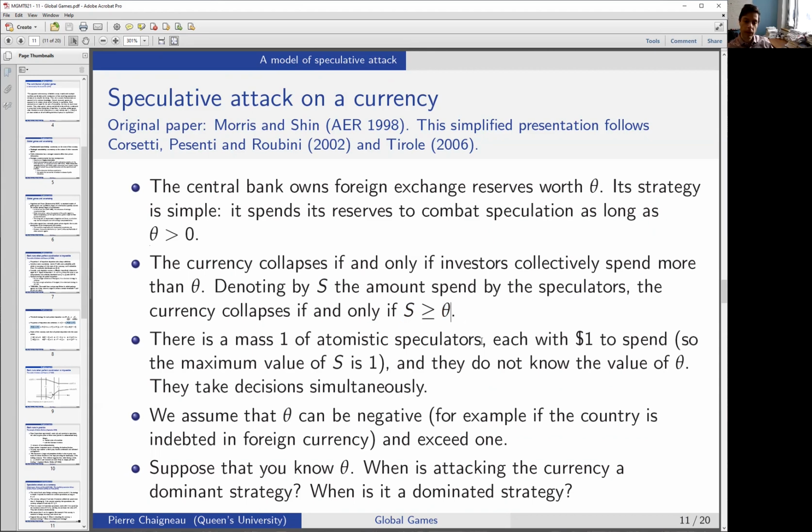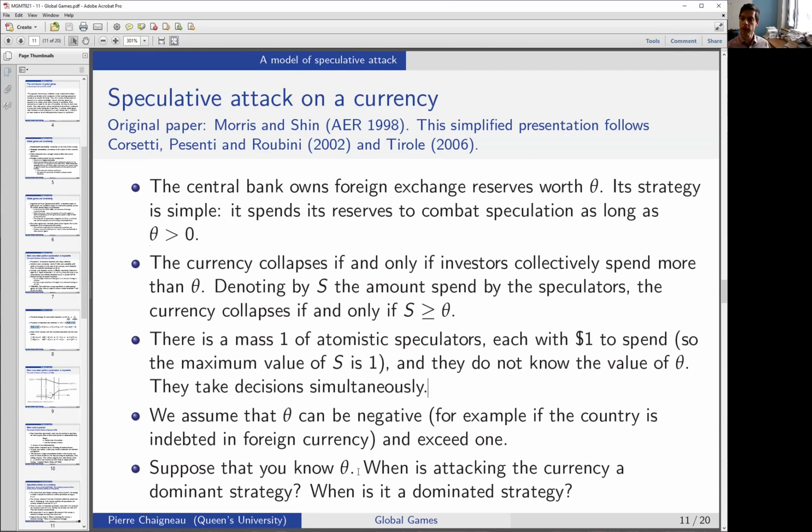So speculators are atomistic. And so just one speculator like George Soros will not be enough to bring down the central bank. So it needs to be enough speculators who are going to attack the currency. And so each speculator has $1 to spend. And so we have a mass 1, a continuum of speculators, each with $1 to spend. So the maximum value of S is 1. And we'll see on the next slide what is the information of speculators on the value of theta. But they do not know the exact value of theta.